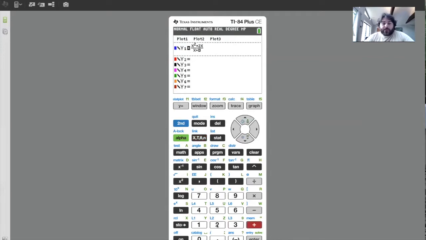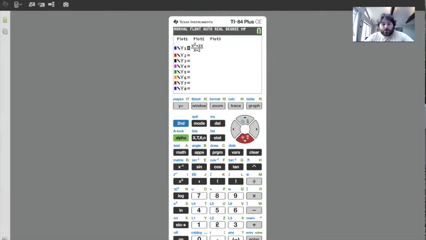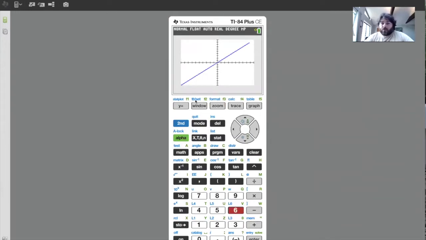So we graph the left side. And then you go down here to the next y, and you graph the right side. So the right side of the equation is just a 2. When I hit graph, my zoom is all messed up here. So remember, zoom 6 gets you back to your normal zoom if you're ever out of whack there, like I was. You've got your first equation, that's your left side, and your right side here.